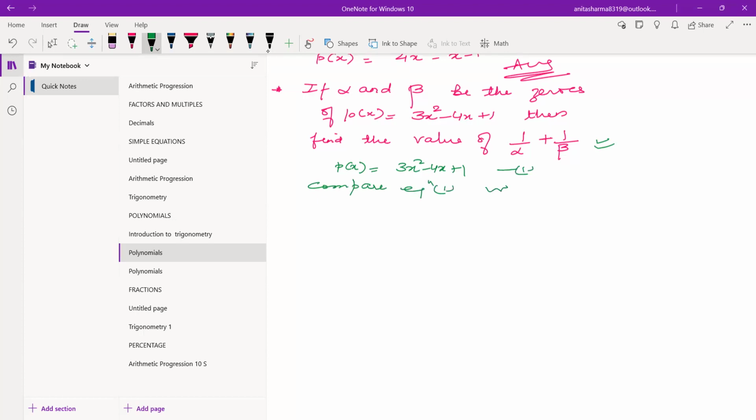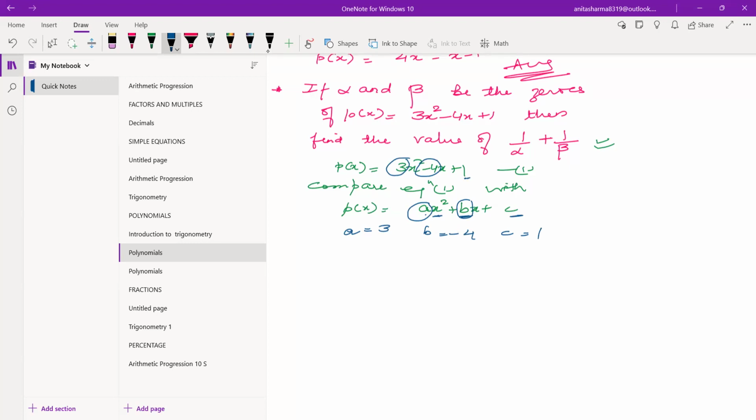Compare equation 1 with the polynomial ax square plus bx plus c. And after that, just write the values of a, b and c. Here the coefficient of x square is a and here the coefficient of x square is 3, so the value of a will be 3. The coefficient of x is b and here the coefficient of x is minus 4, so the value of b is minus 4. Plus c, the constant term, here is plus 1, so the value of c will be 1.